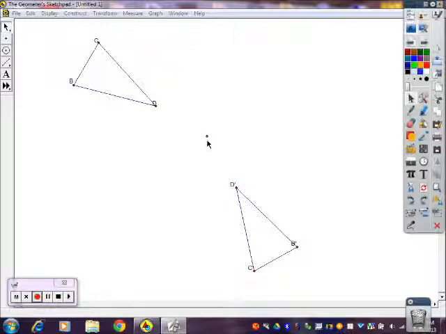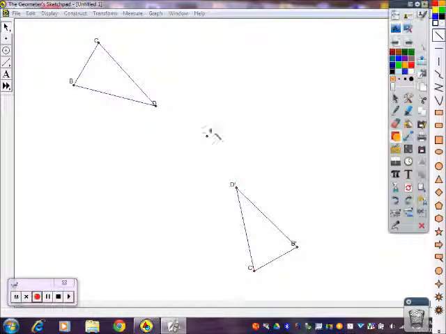So then the next thing I do is I pick a pair of corresponding vertices. And remember, the corresponding vertices have the same letter. It's just one has a prime symbol. So I'm going to pick D and D prime. And what you do is very similar to the translation where you connect the corresponding vertices, but this time instead of connecting them to each other, you connect them to the center of rotation.